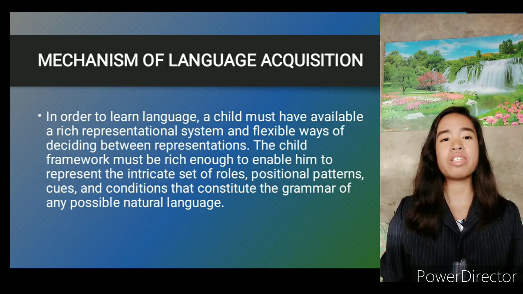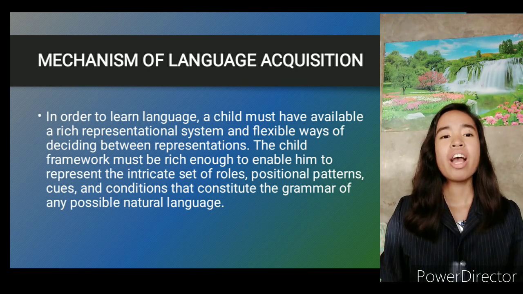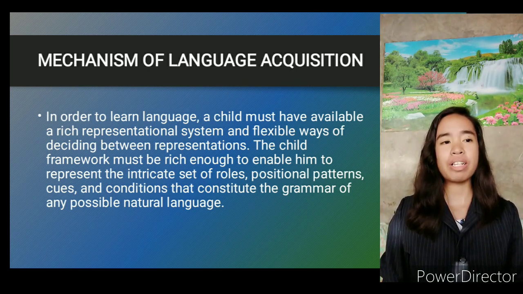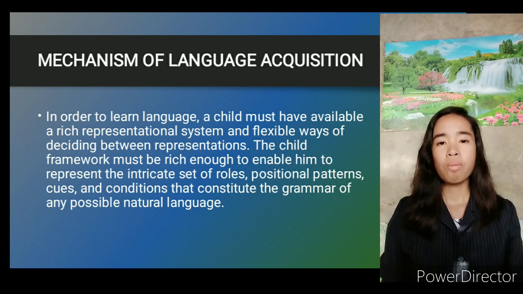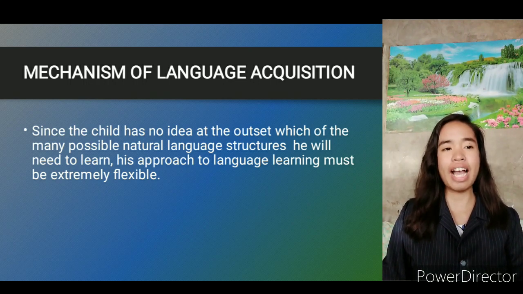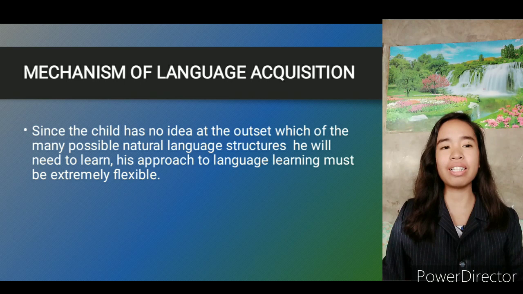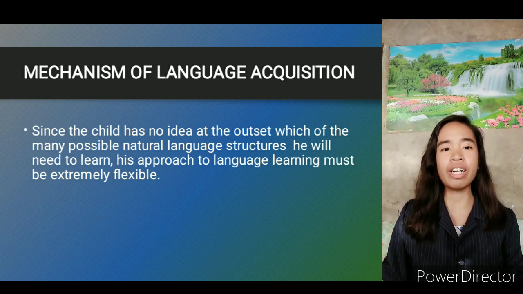So now let's proceed to the mechanism of language acquisition. In order to learn language, a child must have a rich representational system and flexible ways of deciding between representations. The child's framework must be rich enough to enable him to represent the intricate set of rules, positional patterns, cues, and conditions that constitute the grammar of any possible natural language. Since the child has no idea at the outset which of the many possible natural language structures he will need to learn, his approach to language learning must be extremely flexible.